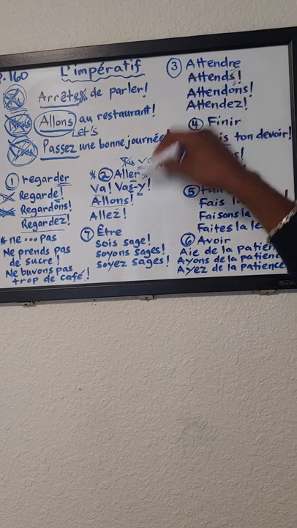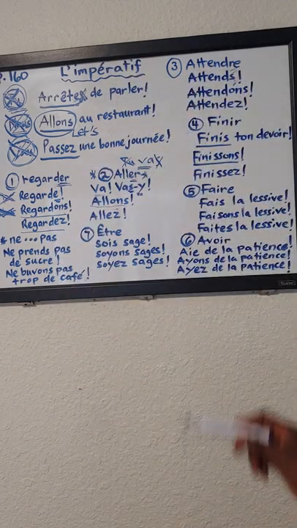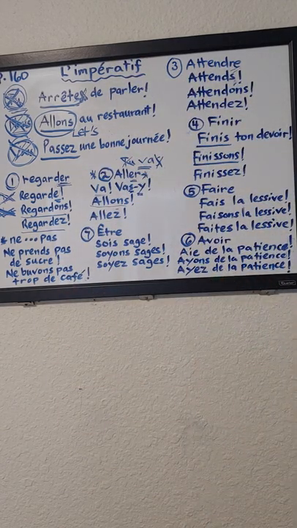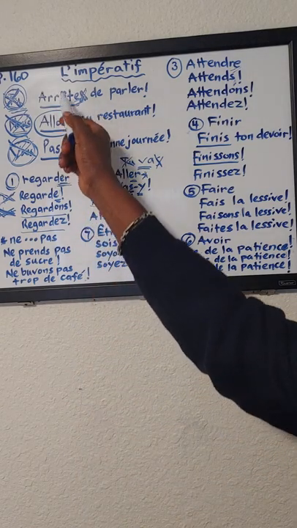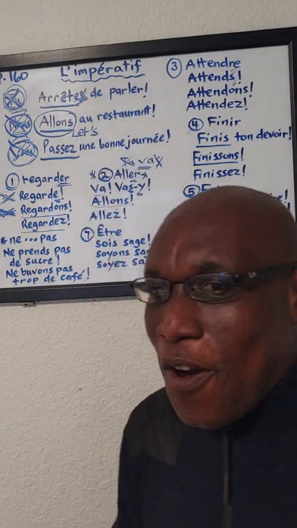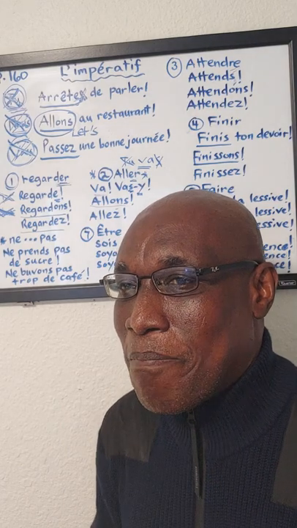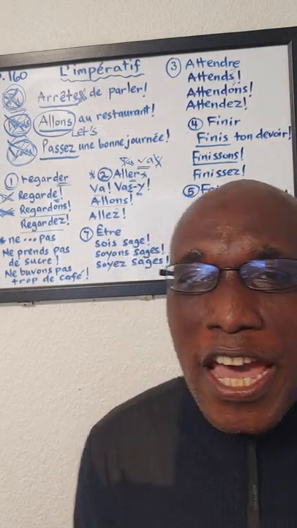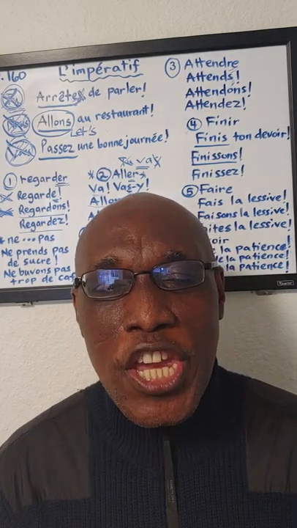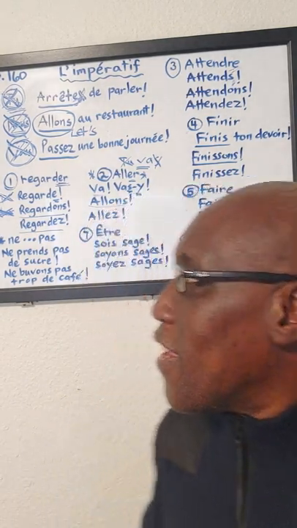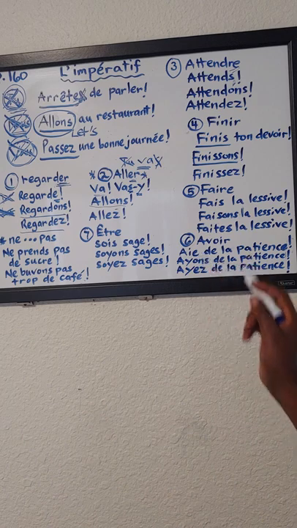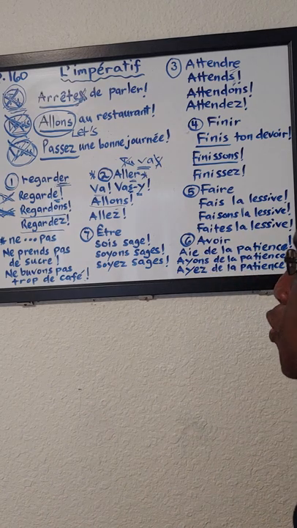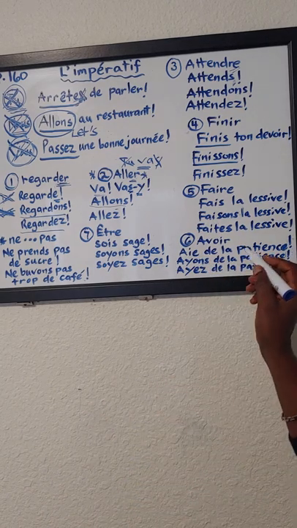In 6 and 7, right? These rules don't apply. They are irregular verbs in their imperative forms. The imperative forms are irregular. They don't follow their normal conjugations, right? Like the verb avoir, you know, is tu as, right? Tu as.